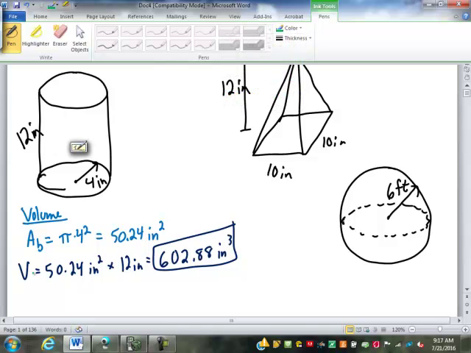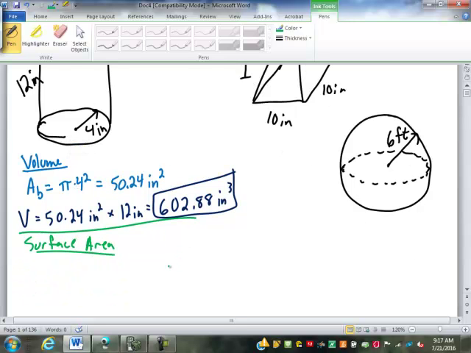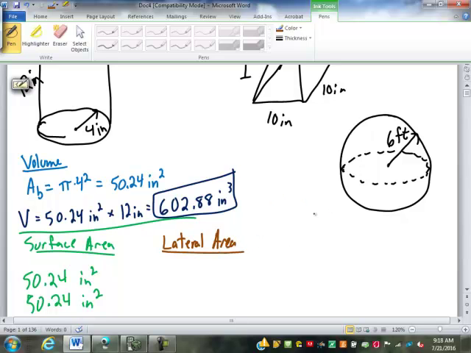Now for surface area, we don't need to figure out the area of the base again. We already have that, so we're going to have 50.24 and another 50.24 because there's one on top. What we need to figure out is the lateral area to add to that. How do we find the lateral area? Well, to find the lateral area, we need to know the perimeter of the base.